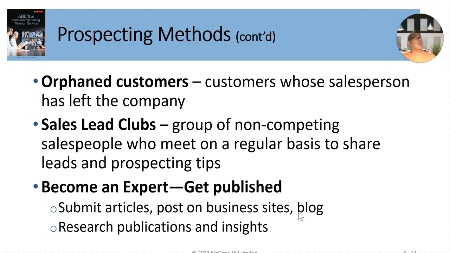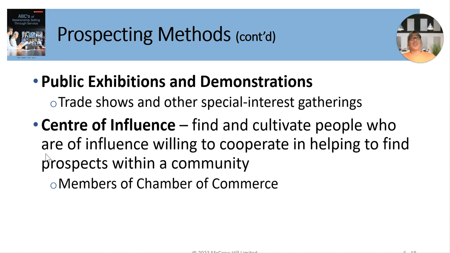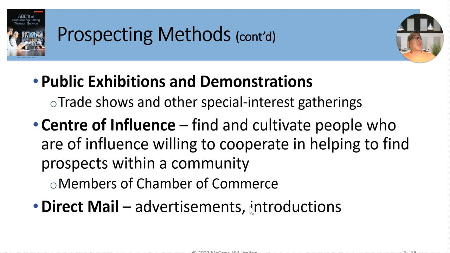post on subsidiary sites, blogs, research and insight. Public exhibition and demonstration: trade shows and other event gatherings. Center of influence: find and cultivate people who are influential, willing to cooperate in helping to find prospects within a community, such as members of the Chamber of Commerce. Direct mail, advertising, and introductions.